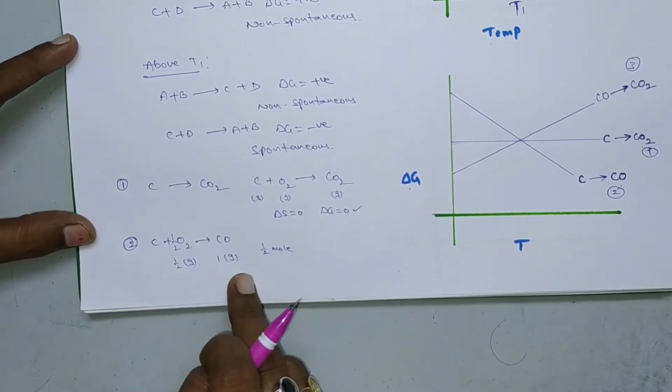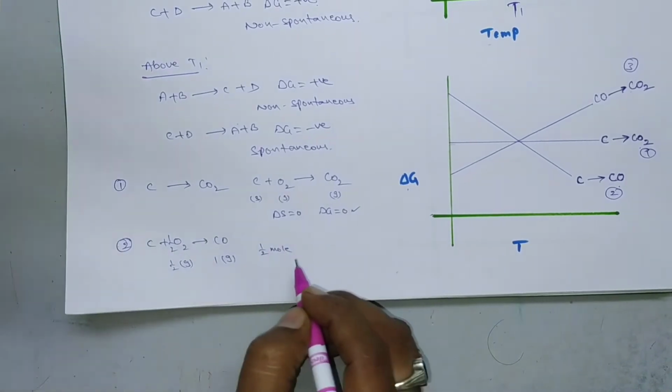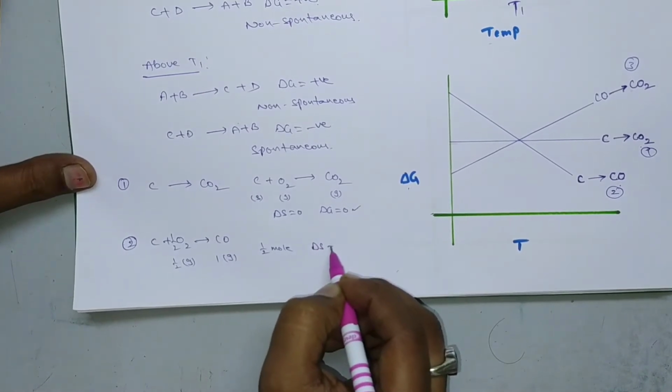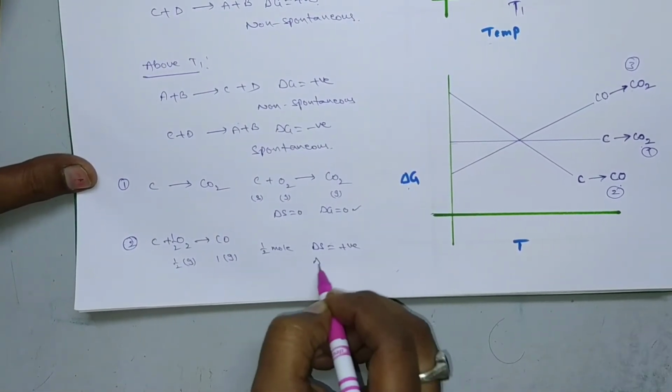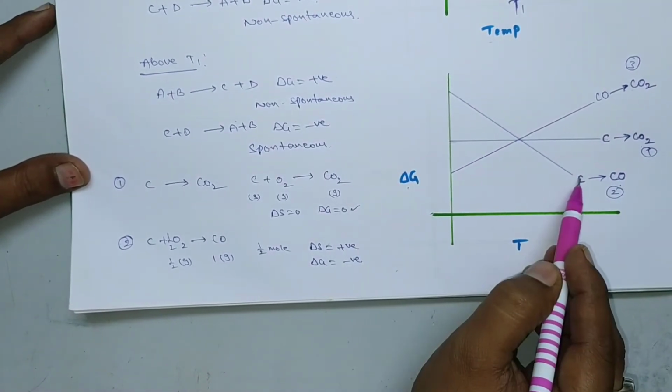If the disorderliness of the molecules increases, then delta S will be positive. If delta S is positive, then delta G will be negative. That's why this reaction is said to be a feasible reaction.